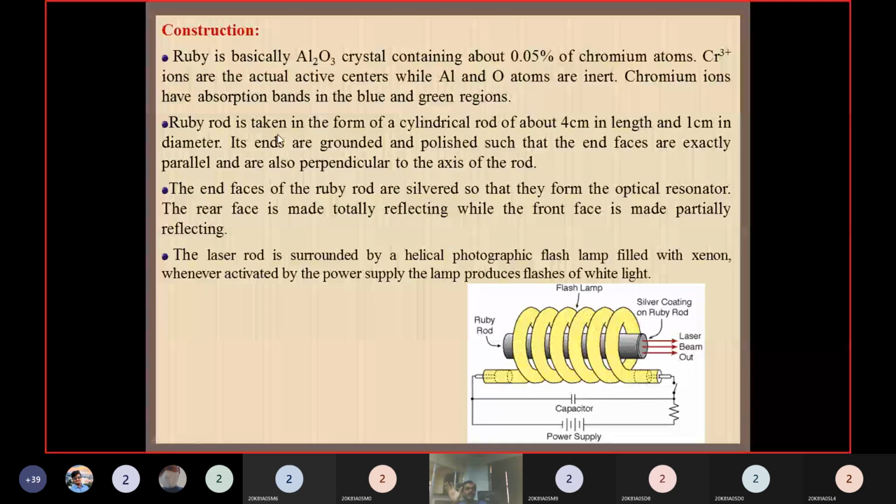So the ends of the ruby rod, one is the rear end and another one is the front end. These ends are polished. Polished at the faces, they are exactly parallel and also perpendicular to the axis of the rod. So these are the two polished surfaces, the rear surface and the front surface.